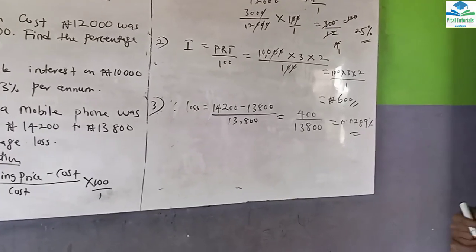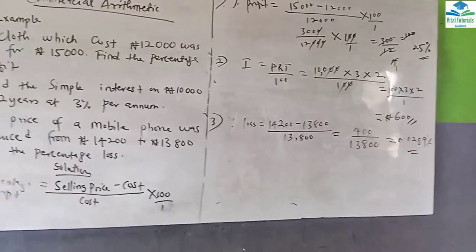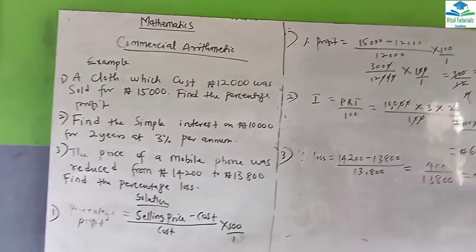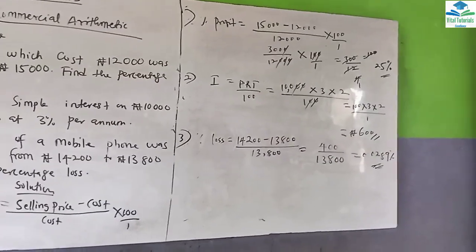So this is basically some examples in commercial arithmetic. You can go and practice more from your textbook and then you'll be good.